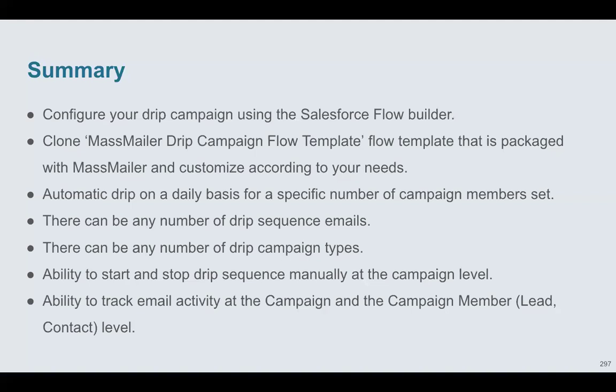So by default, I think there are 3 drip sequences, but if you needed more, again, you will have to take help from the MassMailer team. That's again done professional services cost-based. So we would provide that information at the end of this webinar.